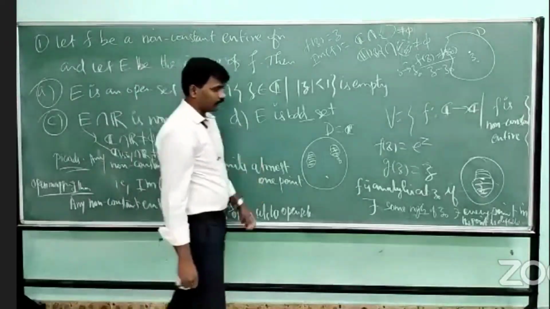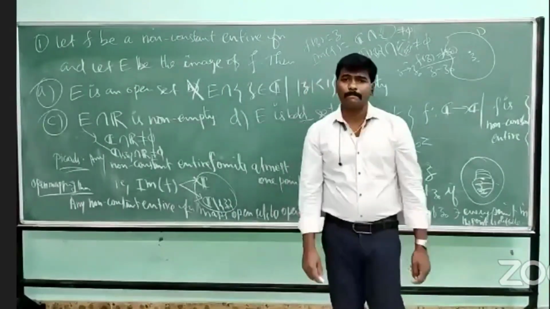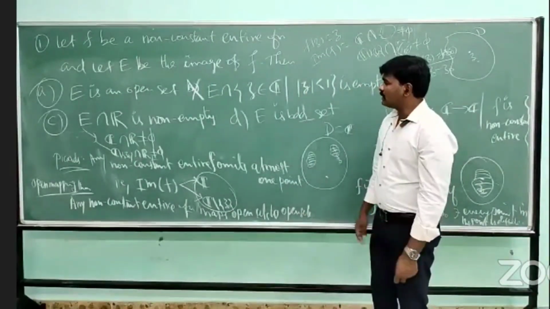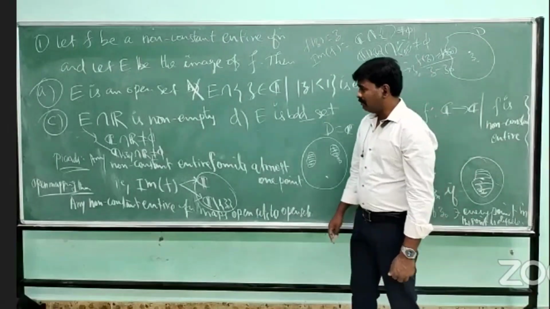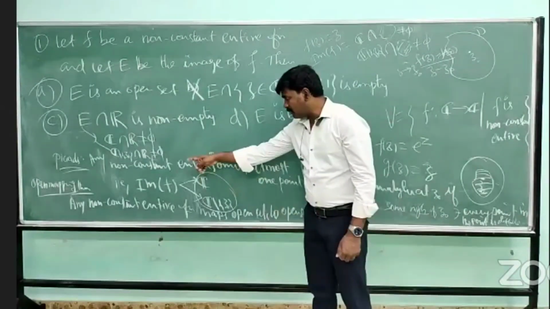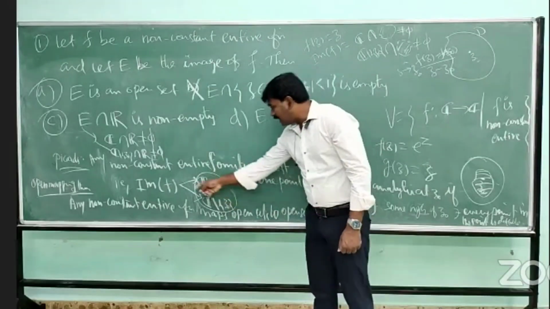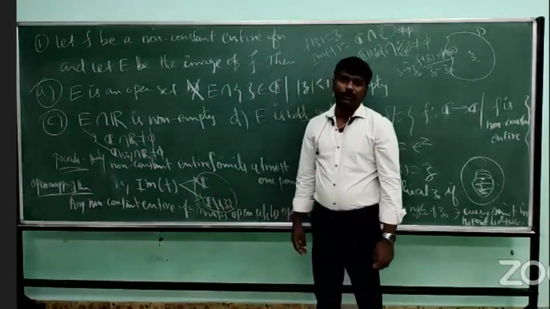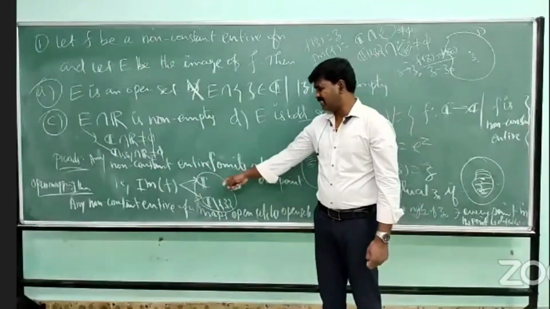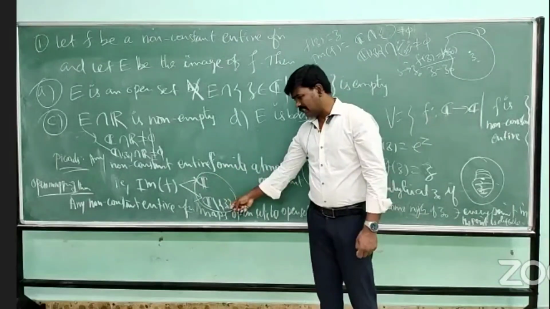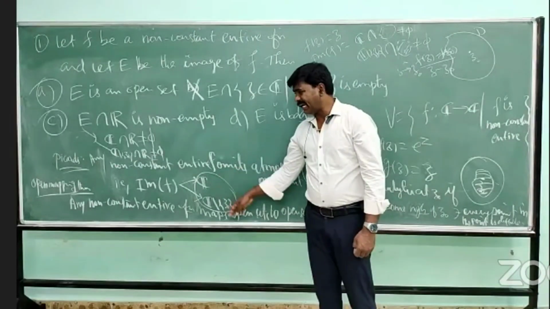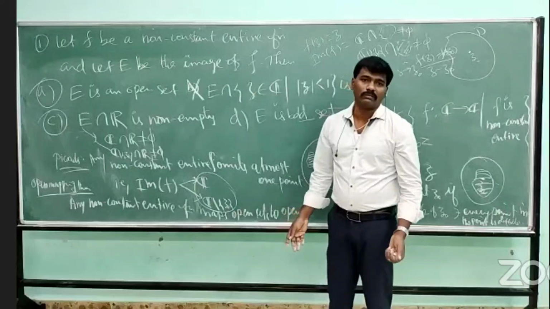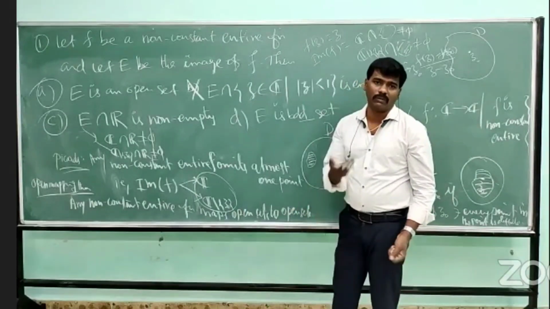What about E? E is also false. Why? According to Picard's theorem, E equal to C, or C with a singleton point removed, is an unbounded set. In either case, the image is always unbounded. Very good, Manivannan.